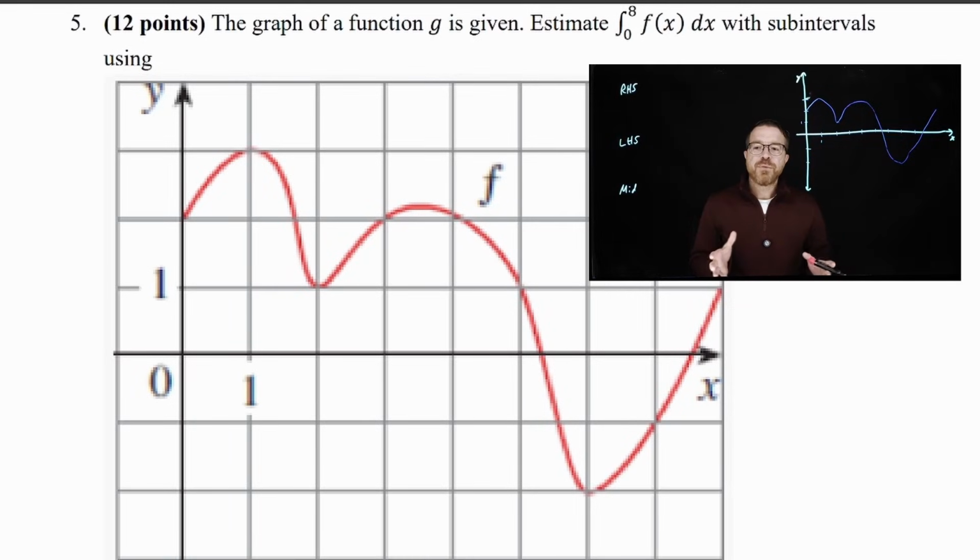For problem 5, we have a graph of a function g given, where we want to estimate the integral from 0 to 8 on our, I put f of x dx in the problem, but it should have been g of x dx, with subintervals using right-hand side, left-hand side, and midpoints.